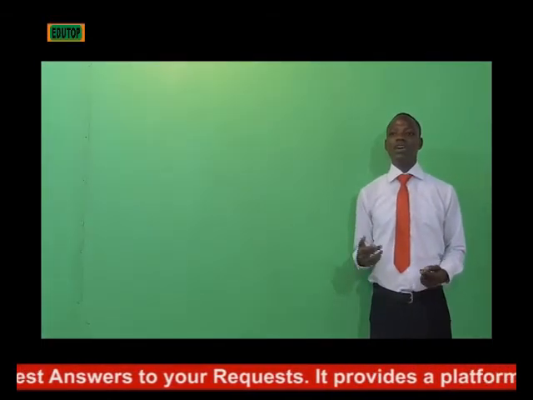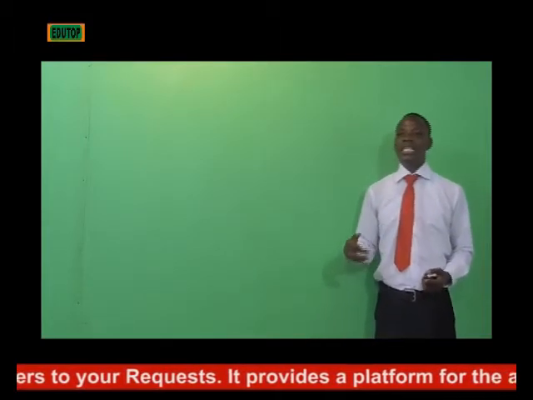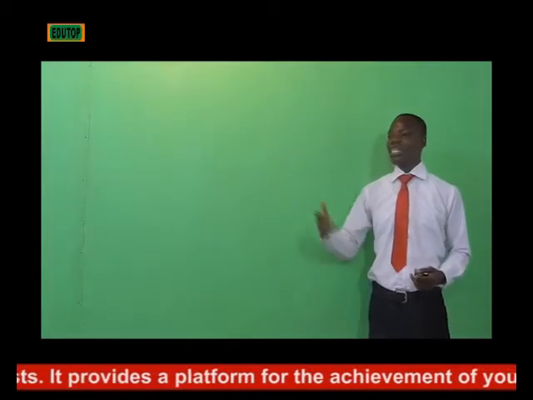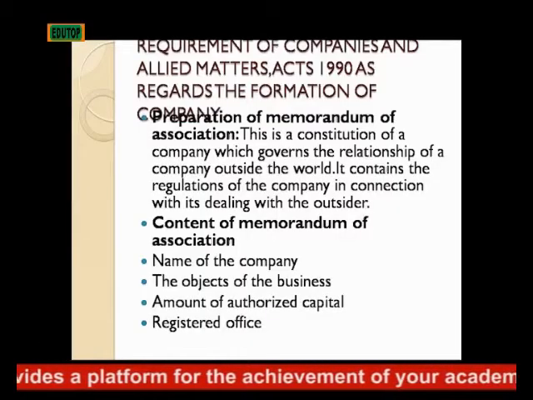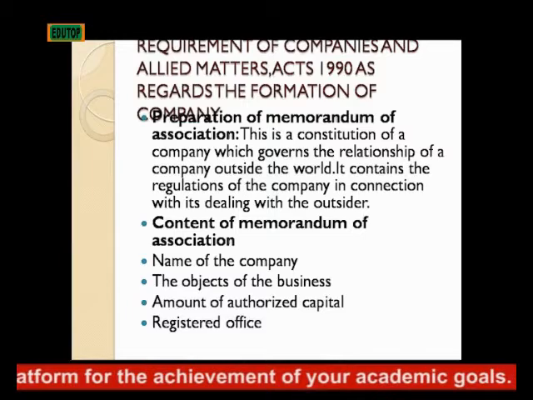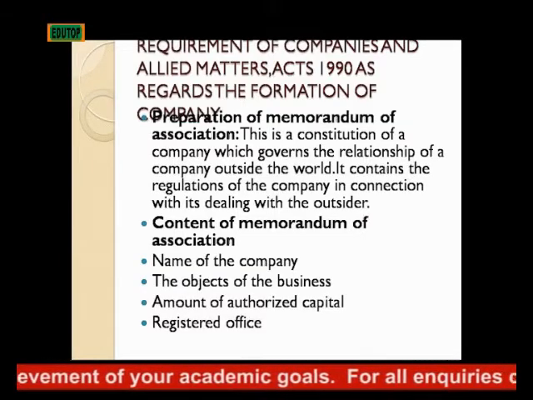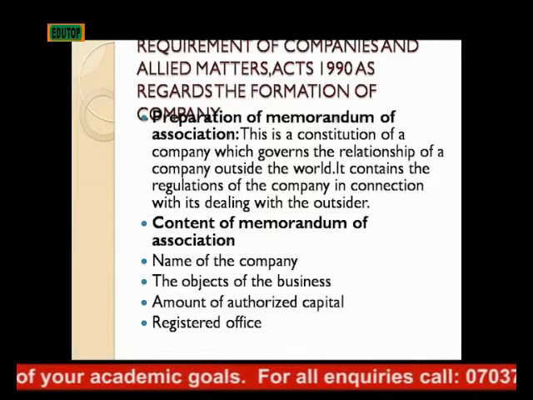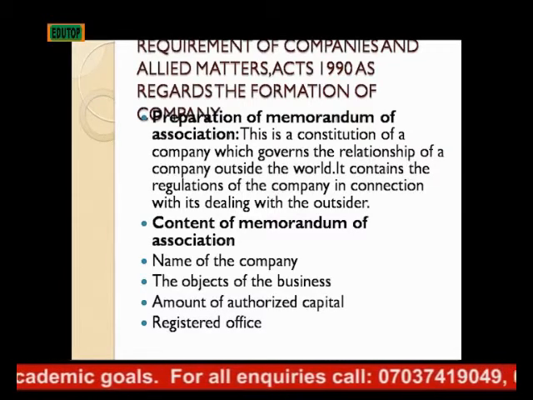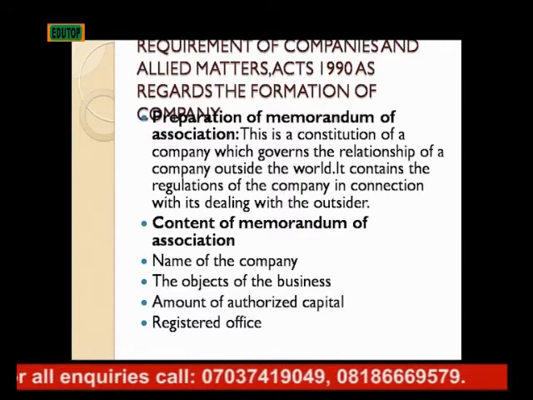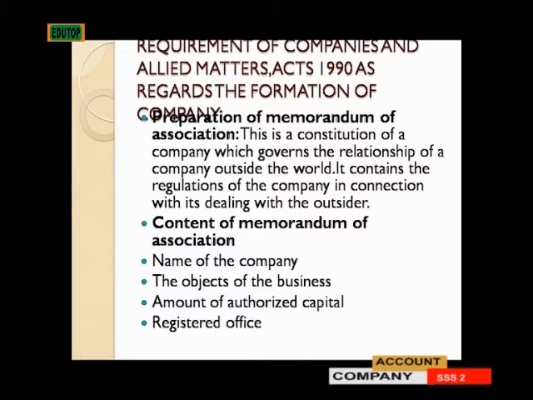So for you to register your company, the first requirement that CAC will require from you is the preparation of a Memorandum of Association. What is a Memorandum of Association? This is the constitution of a company which governs the relationship of the company with the outside world. That means it contains the regulations of the company in connection with its dealings with outsiders. There is what we call Memorandum of Association.